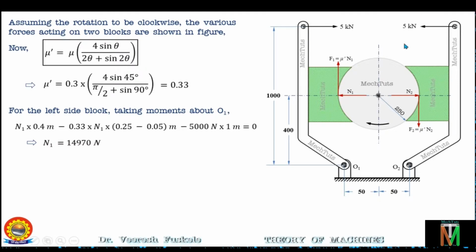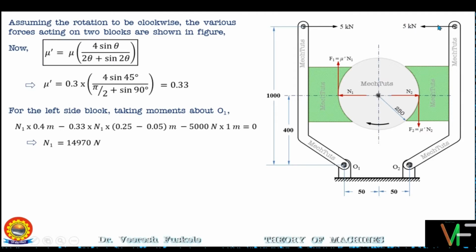Now similarly for the right side block, we have to take moments about point O2 and consider the free body diagram of this right side lever. So the forces are N2, F2 and 5 kN. Now this N2 will be rotating the lever in the clockwise direction about this fulcrum point. So it will be negative moment and the magnitude will be N2 into this distance 400 mm, 0.4 meter. Similarly, F2 will also be rotating this lever in the clockwise direction about point O2. So magnitude will be again F2 into the distance 200 mm, that is 0.25 minus 0.05 meter. We have just discussed it.